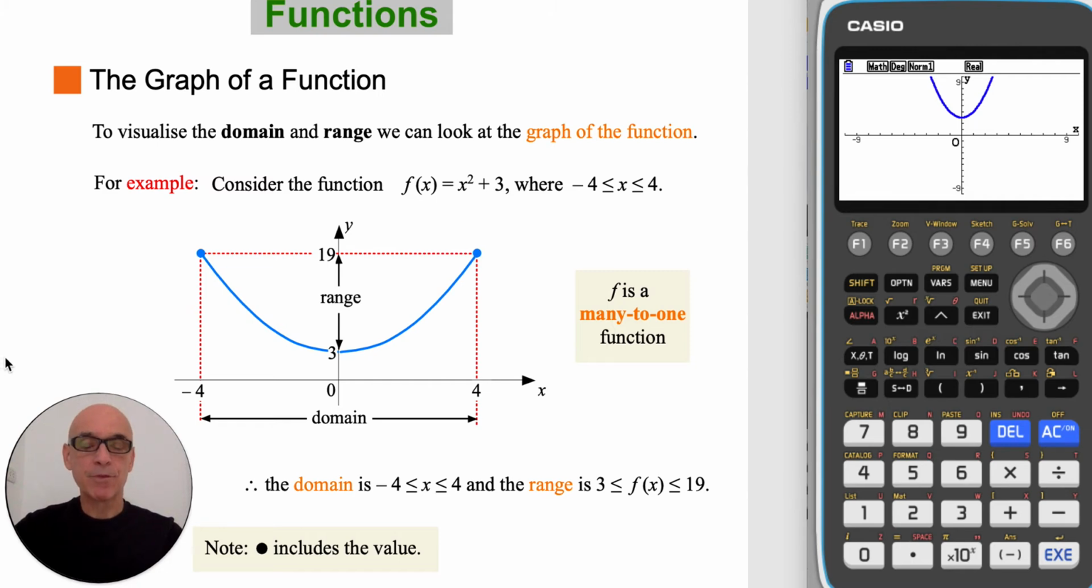Again, the graph reinforces that f is a many-to-one function. We see that the output value of 19 is mapped from both -4 and 4. And we see that for a domain of all the numbers from -4 to 4, then the range is all the numbers from 3 to 19.